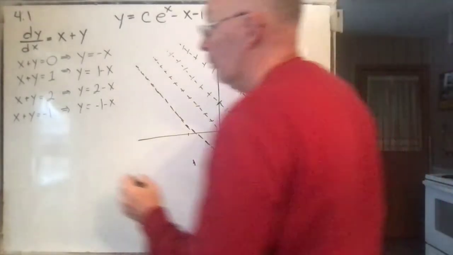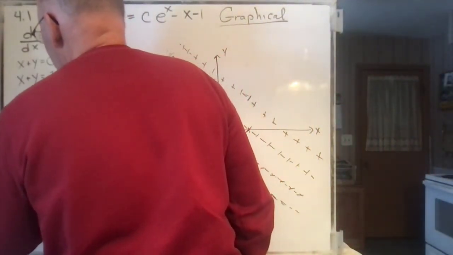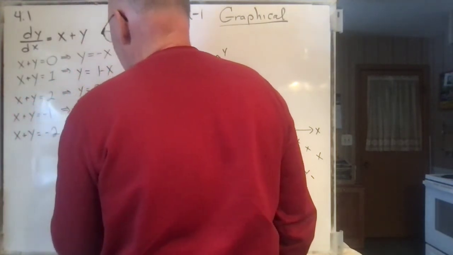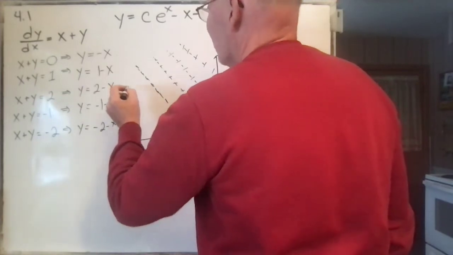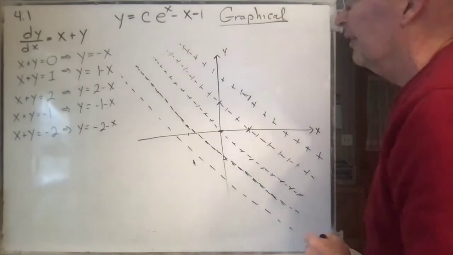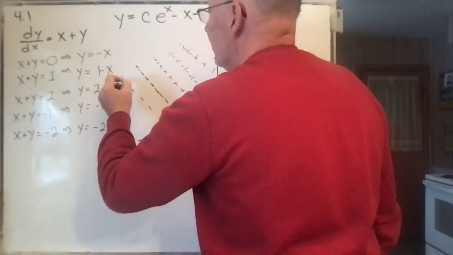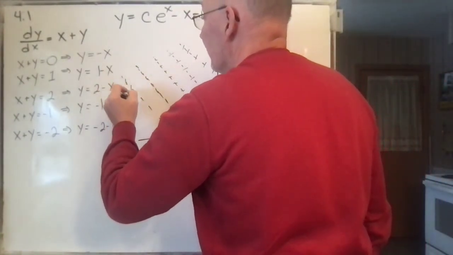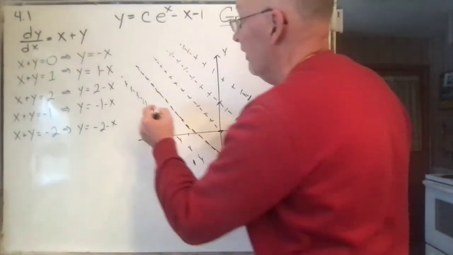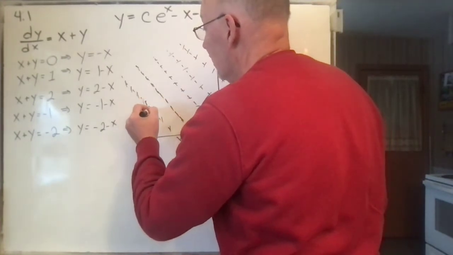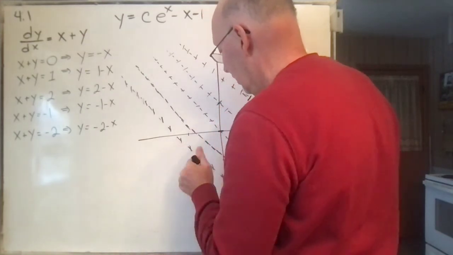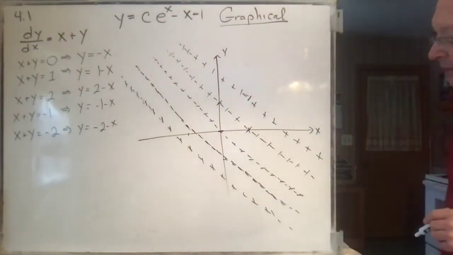And finally, let's do one more. x plus y is equal to negative 2, which means that y is equal to negative 2 minus x. So that's going to be a line like this. And there the slope is negative 2, which means the slope is steeper than that line. Yeah, that's right. So they're all going to be steeper, and they're going to be negative, so they're going to be going down something like that. Okay? So there they are.